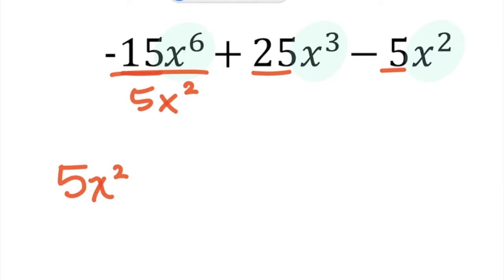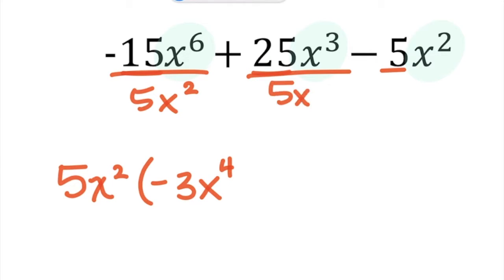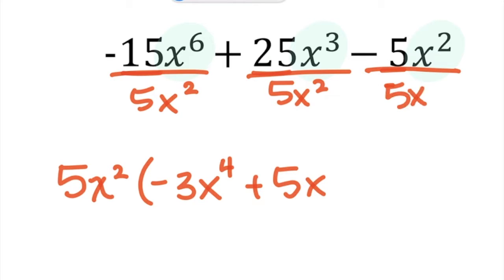So you can always think of it like this. Ask yourself, what is negative 15x to the 6th over 5x squared? Negative 15 over 5 is negative 3. And then x to the 6th divided by x squared. Remember, we subtract exponents. It's going to be negative 3x to the 4th. And then if I divide that second term by 5x squared, 25 divided by 5 is 5. X cubed divided by x squared is just x to the first. And then finally, if we divide that last term by 5x squared, notice it's the same on the numerator and the denominator, so we end up with just a minus 1.